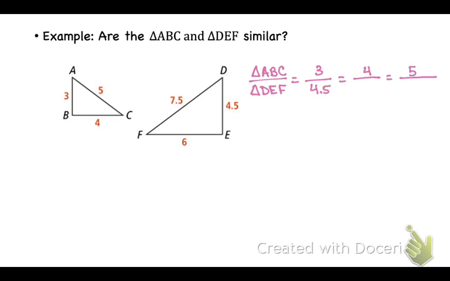4.5. What does 4 correspond to? 6. What does 5 correspond to? 7.5. If these do not all reduce to the same number, then these are not similar, are they? You can't move these around. Shortest to shortest, longest to longest, medium to medium. Got me? Okay, I'm going to multiply everything by 10.